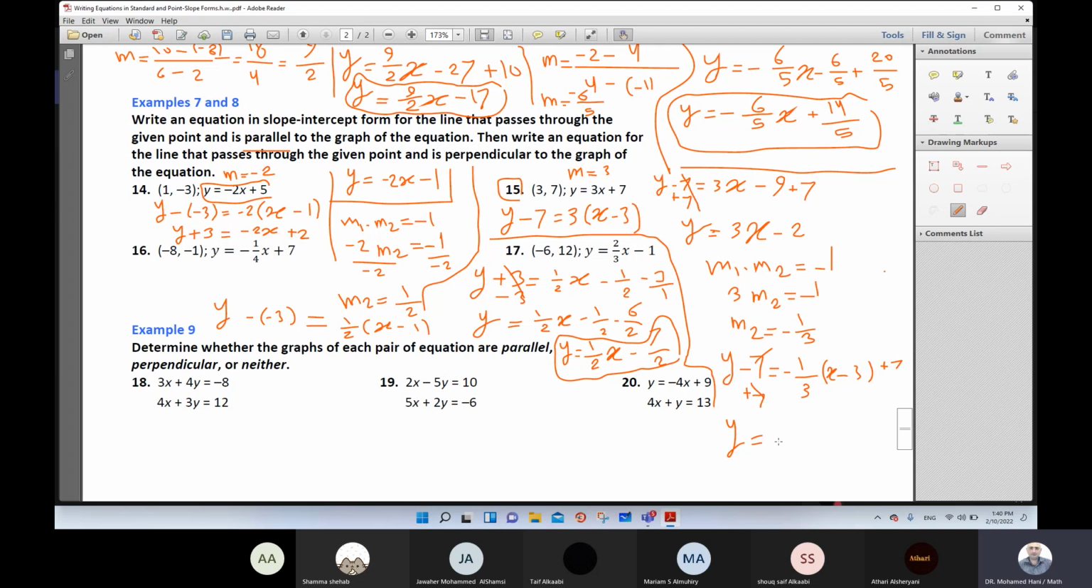Negative 1 over 3 times x will be negative 1 over 3 x. Then negative times negative will be positive. 1 over 3 times 3 will be 1 plus 7. Then y equal negative 1 over 3x. 1 plus 7 will be 8. This is the equation of the perpendicular line with the first line y equal 3x plus 7.